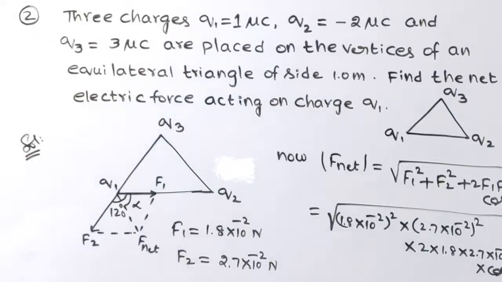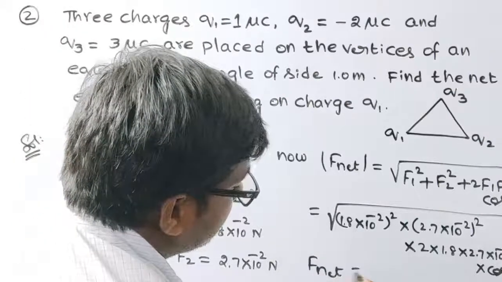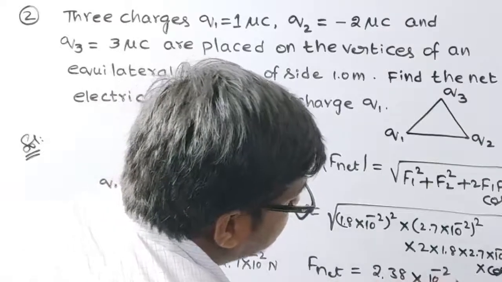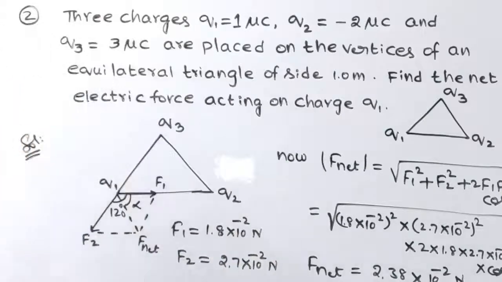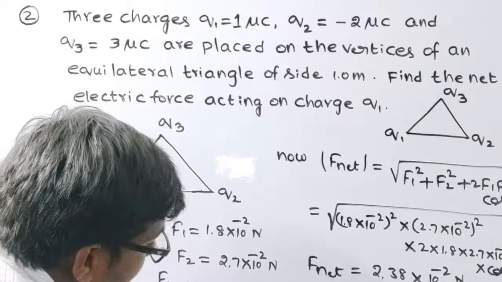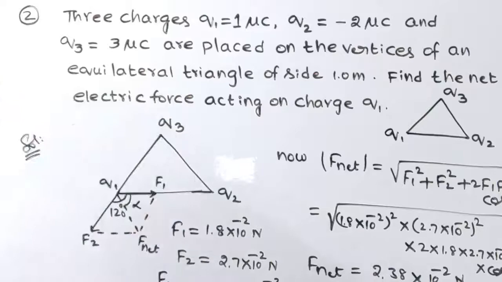After simplification, the net force is 2.38 into 10 power minus 2 Newton. This is the magnitude of the net electric force acting on charge Q1. Write on this side, F net is equal to 2.38 into 10 power minus 2 Newton.